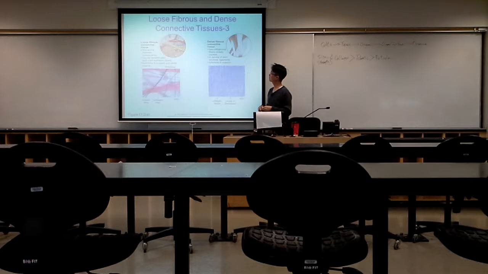And for the dense fibrous connective tissue, you have collagen fiber closely packed. You can also find it in the skin, but mainly in tendon and ligament, for support. So you can see most of it is actually collagen. Once in a while, you can see the nucleus of the fibroblast here.